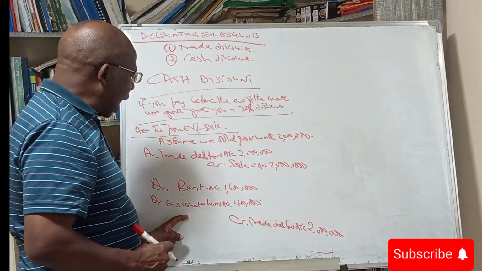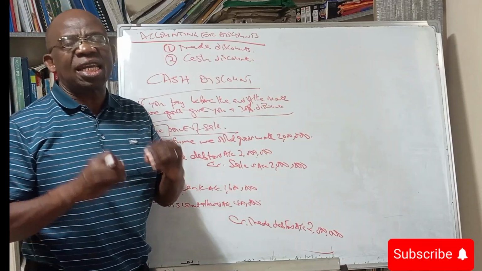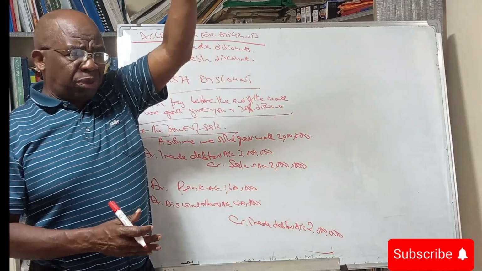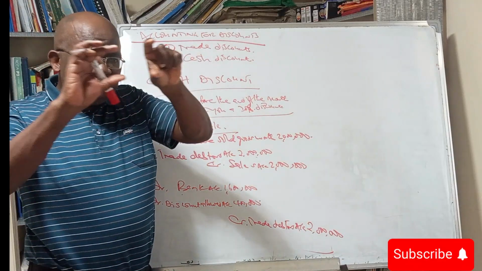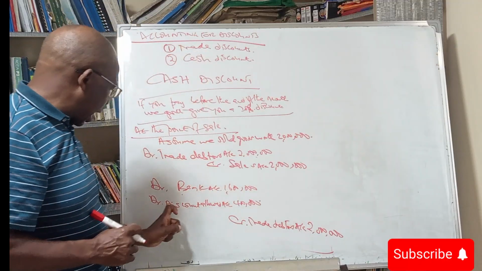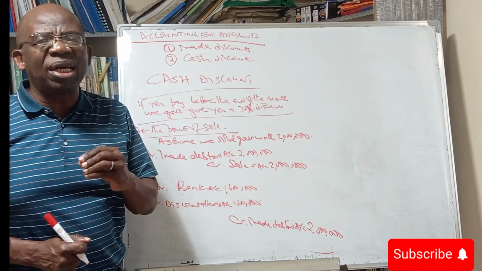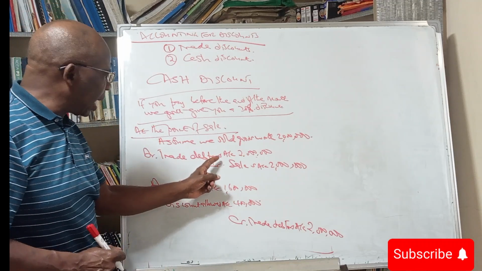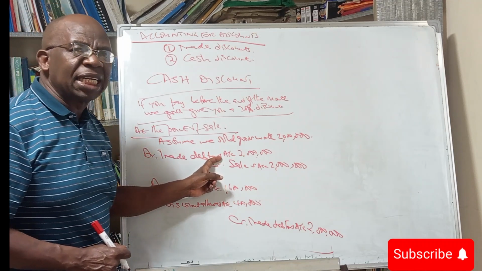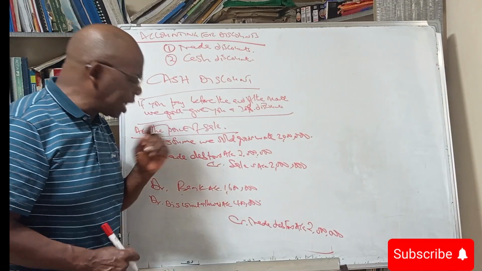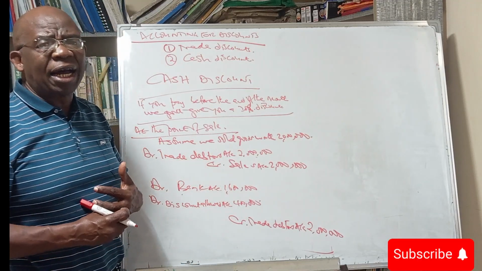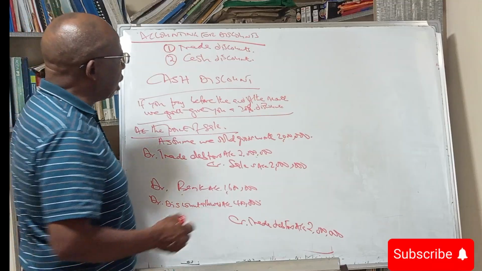Now, discount allowed is an expense in the income statement. When you prepare your income statement, among the expenses you will record is an expense called discount allowed. Why is it an expense? We are writing off our debt. We are writing off a debtor of 400,000.